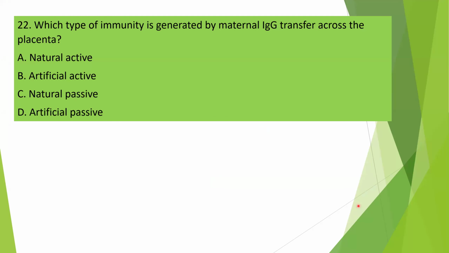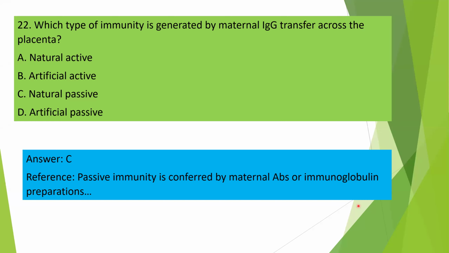Read through it now. Which type of immunity is generated by maternal IgG transfer across the placenta? Natural passive. Okay. Yeah, you're right. Read the answer. Passive immunity is conferred by maternal antibodies or immunoglobulin preparations.